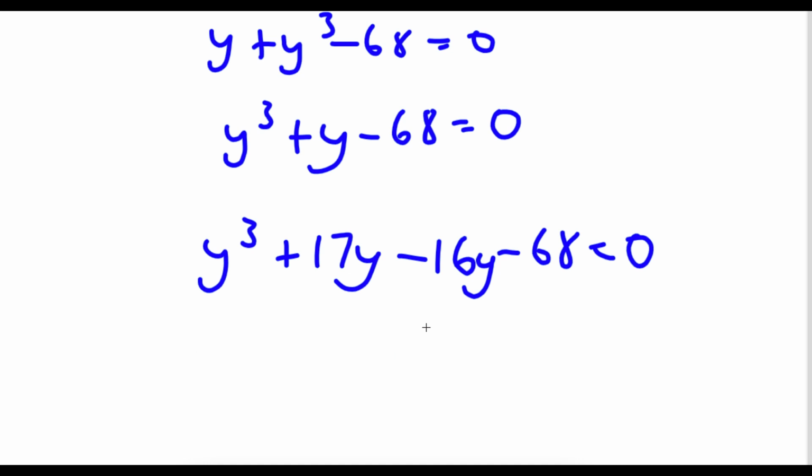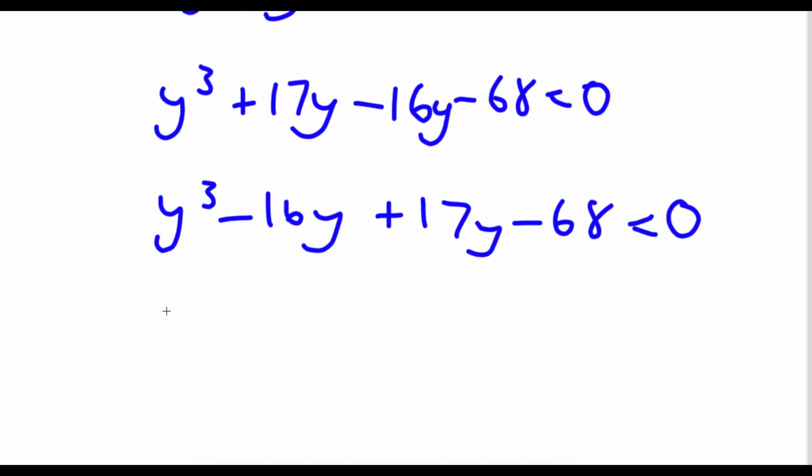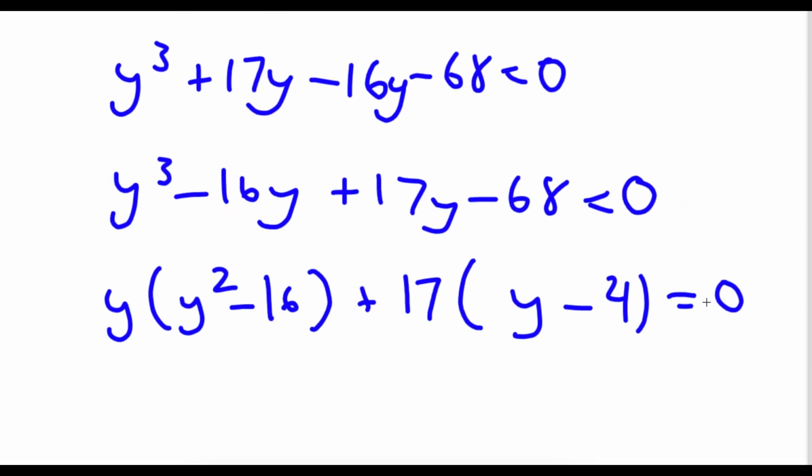I made a mistake. Before doing that, I'm going to first rearrange the order. So now I'll have y to the power of 3 minus 16y plus 17y minus 68 is equal to 0. Now I'm going to factor by grouping. So from y to the power of 3 minus 16y, I'm going to factor out y. Y to the power of 3 divided by y is y squared, minus 16y divided by y is 16. Then I have plus 17y minus 68. I'm going to factor out 17. 17y divided by 17 is y, and 68 divided by 17 is 4. So now this is equal to 0.